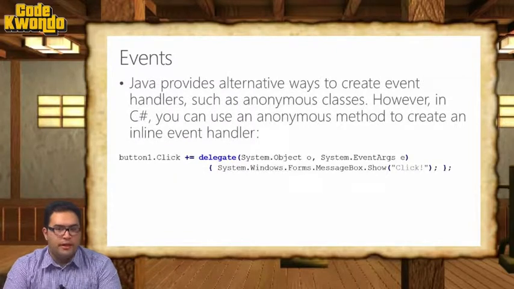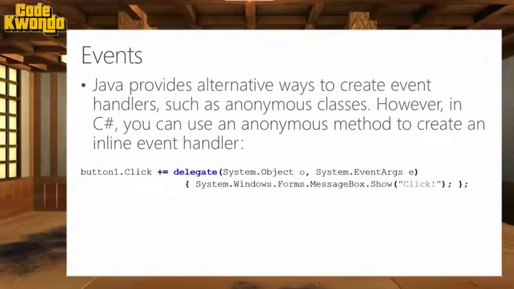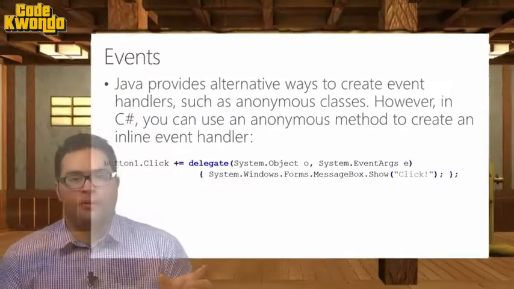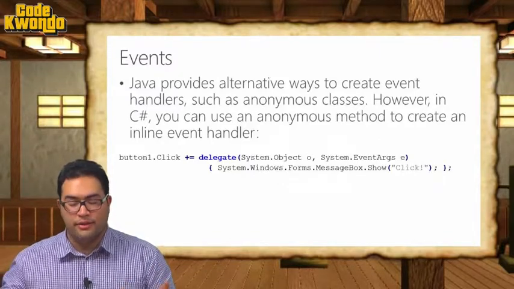So Java does provide alternative ways to create event handlers, such as anonymous classes. In C#, you can use anonymous methods to create inline event handlers. So if you're used to having lambdas in other languages, such as Python, you've got the lambda feature. In C# you can do the same thing by using the delegate keyword, and what you'll do is plus equal delegate with the function parameters, and then followed by a parentheses and actually do something with the event and the parameters that you get in the function, and then you end the semicolon, the parentheses.